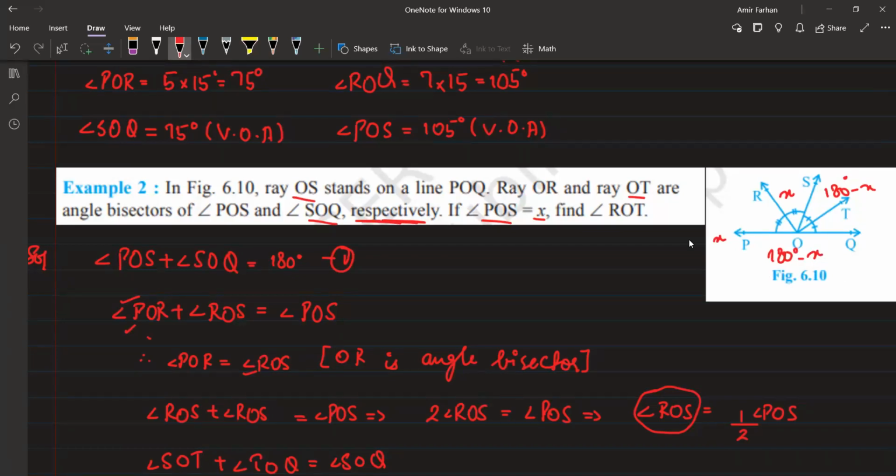Yes. Is that clear to you or not? So this angle POS says that some part x of 180 is with me, x degrees. Yes or no? Here it is written POS plus SOQ equals 180. So keeping SOQ here, equals 180, taking POS to the other side, 180 minus POS. Can I write that? Obviously I can, because if I know this value, I can subtract it from 180 to get the other value. Yes, clear? Any doubt?